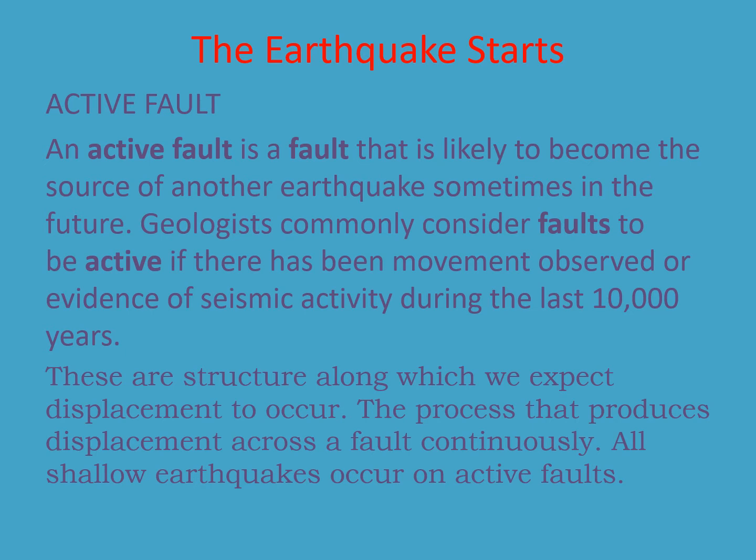The earthquake starts at an active fault. An active fault is a fault that is likely to become the source of another earthquake sometime in the future. Geologists commonly consider faults to be active if there has been movement observed or evidence of seismic activity during the last 10,000 years. These are structures along which we expect displacement to occur. The process that produces displacement across a fault is continuous. All shallow earthquakes occur on active faults.